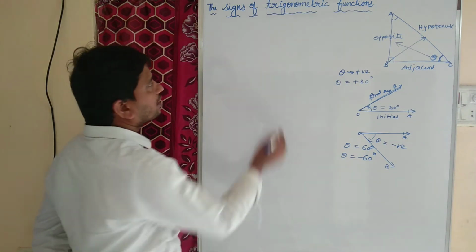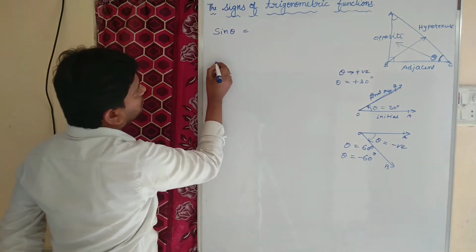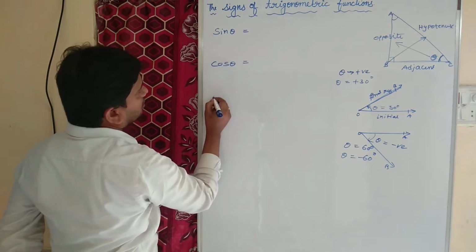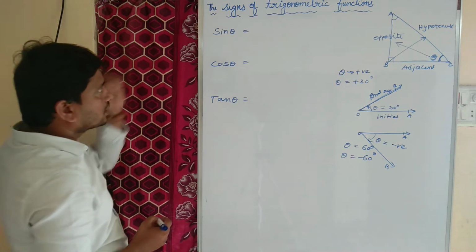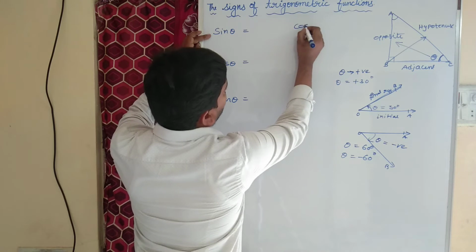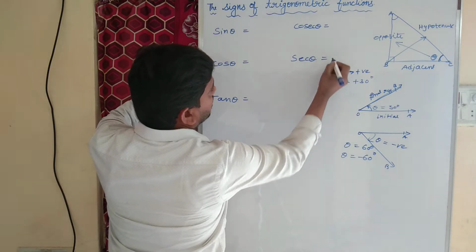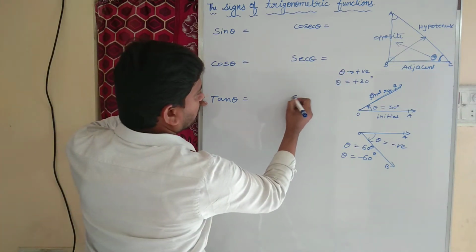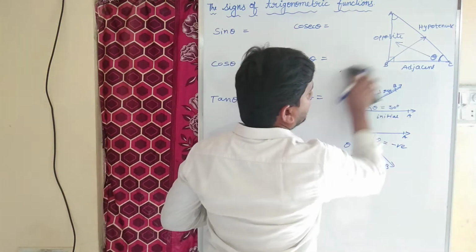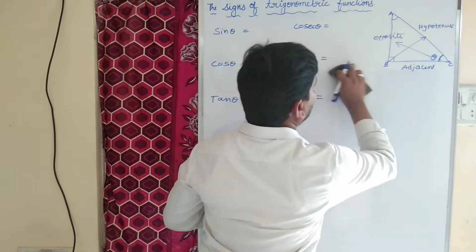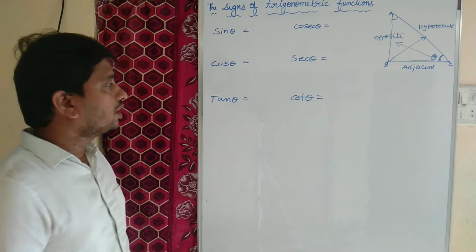Actually we have 6 trigonometric ratios: sin theta, cos theta, tan theta. The reciprocal of sin theta is cosec theta, the reciprocal of cos theta is sec theta, and the reciprocal of tan theta is cot theta. Yes, we have discussed this in our previous class. These are the 6 trigonometric ratios: sin theta, cos theta, tan theta, cosec theta, sec theta and cot theta.